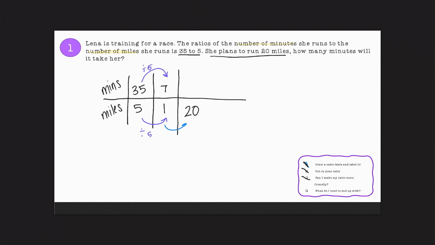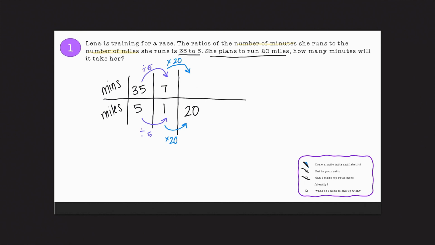I know that 1 times 20 makes 20. And what I know about equivalent ratios is that what I do to one quantity, if I do it to the other, I will come up with an equivalent ratio. So I'm going to multiply that 7 also by 20 to find out the minutes. If you can't do that in your head, totally fine. I usually just look at this as 2 tens. So 7 times 2 tens is 14 tens.